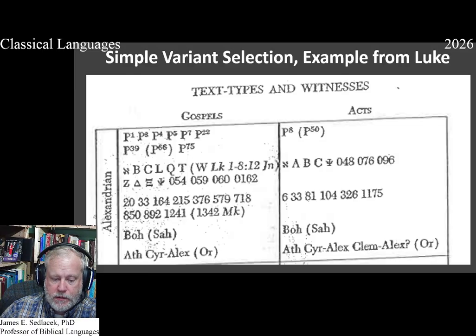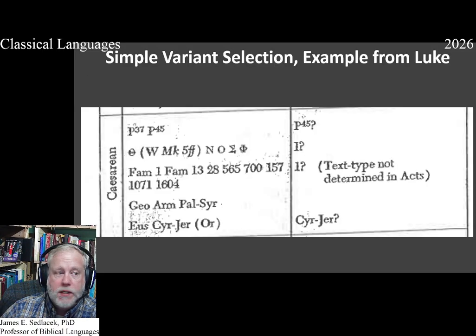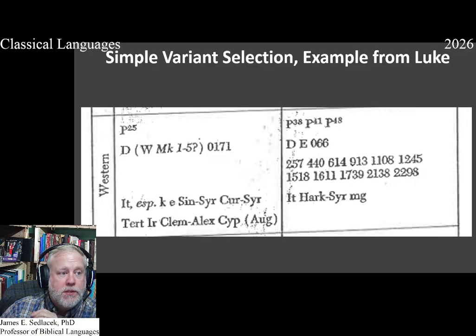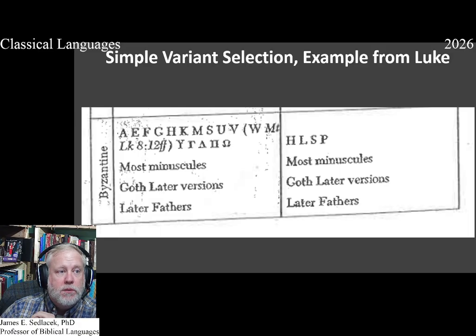All right, next we can see these are the places where Luke uses Alexandrian witnesses. Next slide, these are Caesarean witnesses for Gospels. Then these are Western, and finally these are Byzantine. All right, and we'll just go back through briefly.